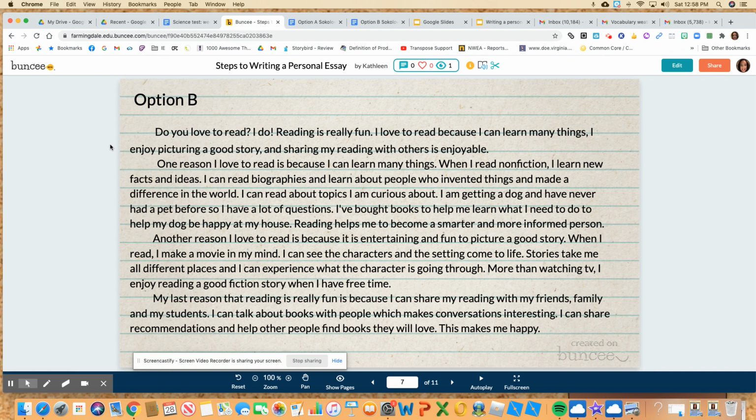My last reason that reading is really fun is because I can share my reading with my friends, family, and my students. I can talk about books with people, which makes conversation interesting. I can share recommendations and help other people find books they will love. This makes me happy. Okay, so you can see that this one's much longer, and I used words like one reason, another reason, my last reason. That helps to keep my paragraphs organized and helps my reader to understand what's happening in this essay.